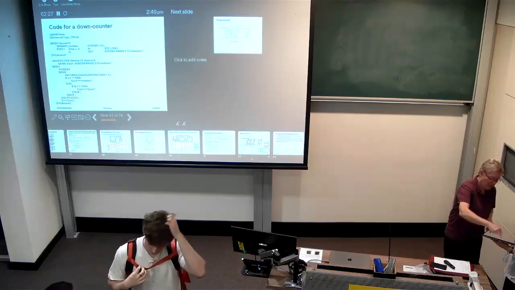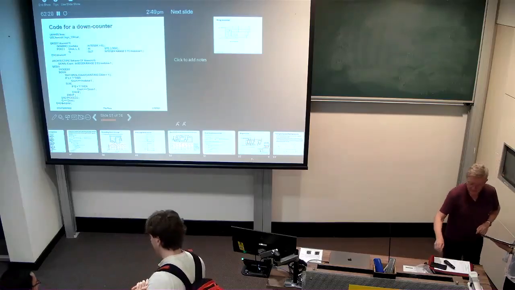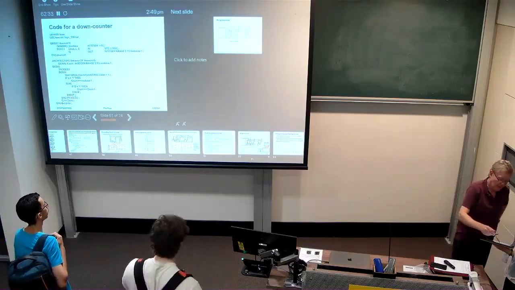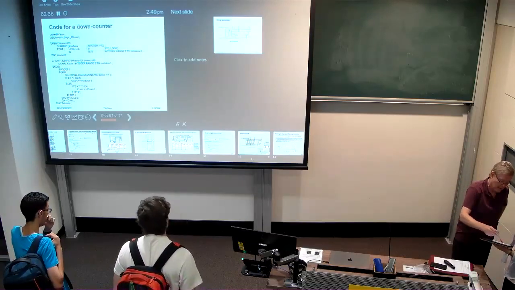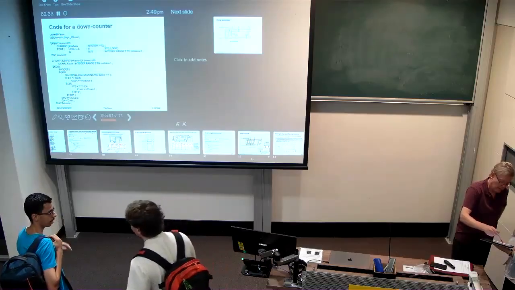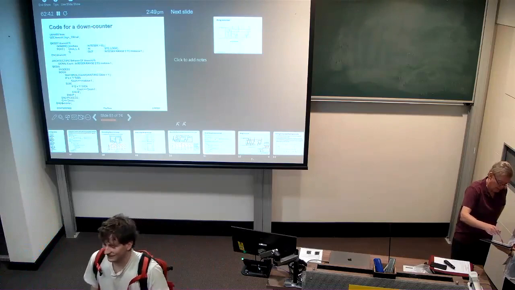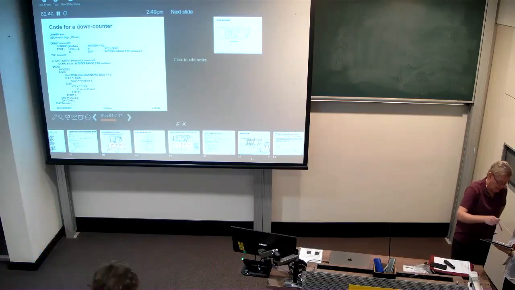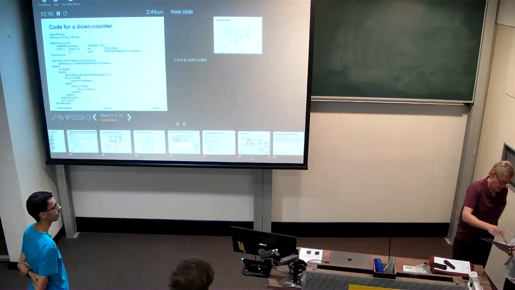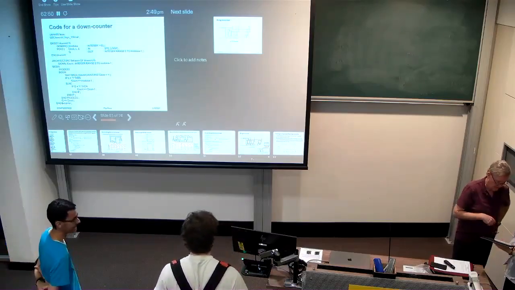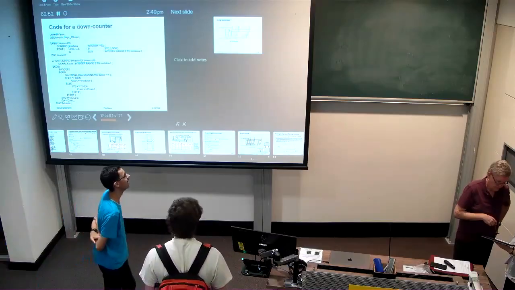If this point, P2, goes to 0, right? If this guy goes to 0, then that means that this input to this NAND gate is 0, and as a consequence, the output of that NAND gate must be 1. So it doesn't matter what D changes to, P4 stays at 1.